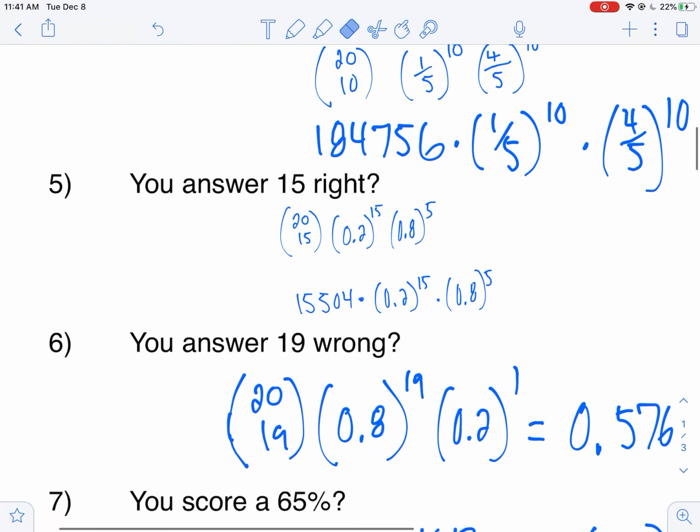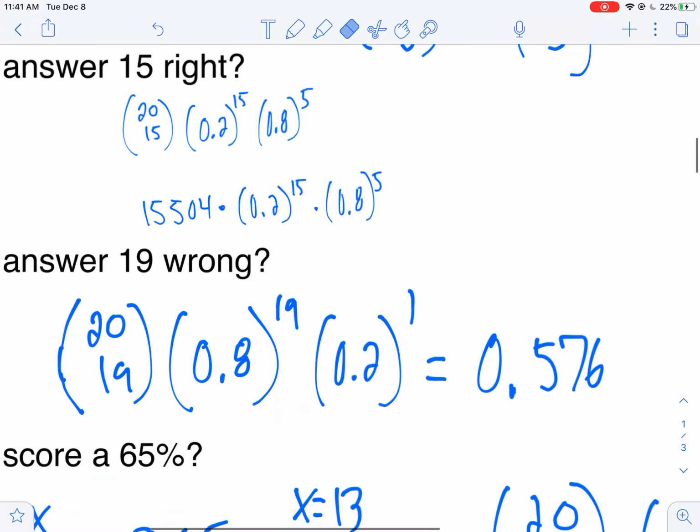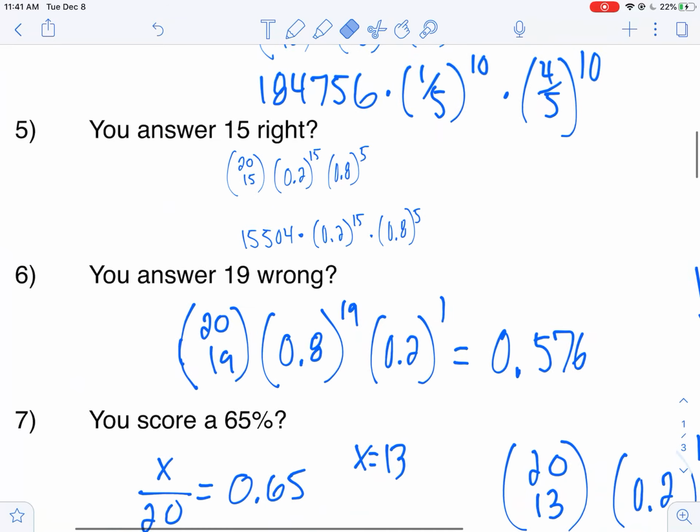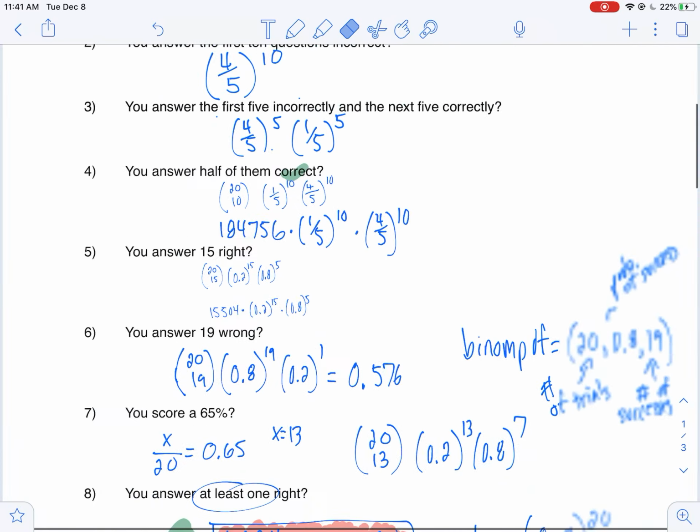Now you can also use binompdf. Some people like doing that. I'm not a huge fan of it, but I'll show you how you can go with it. I like the formula because technically when you see it on the AP exam, chances are if it's a multiple choice question, you'll see it in the formula, just like so. So you notice I set this up using the formula. 19 wrong. In this case, I would consider wrong being a success and correct being a failure.